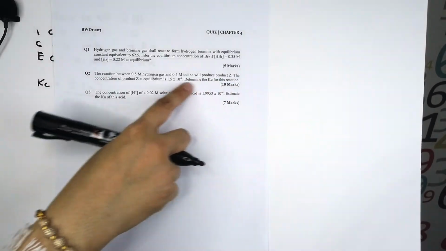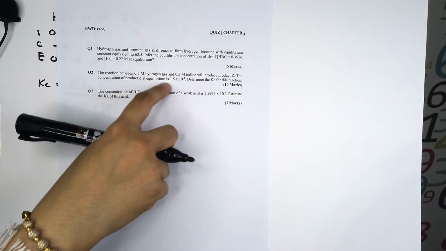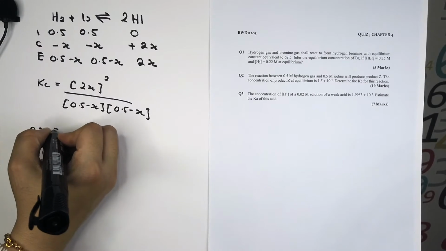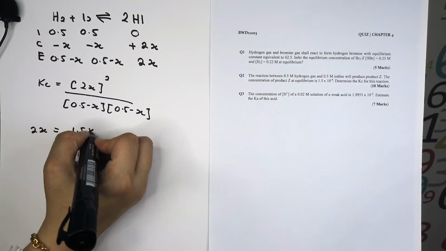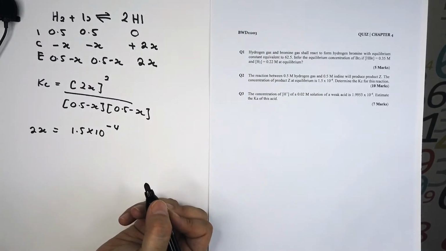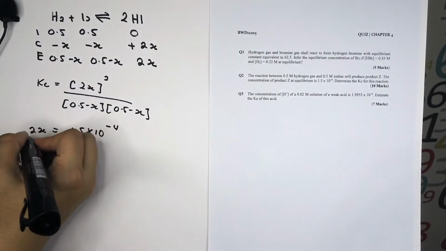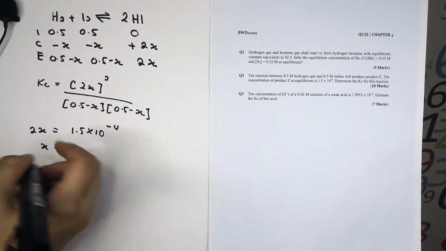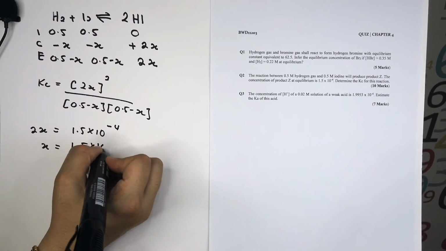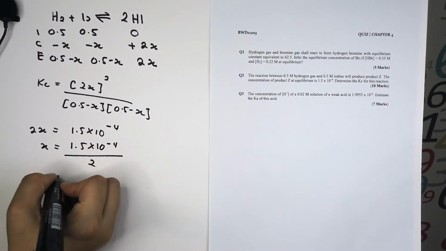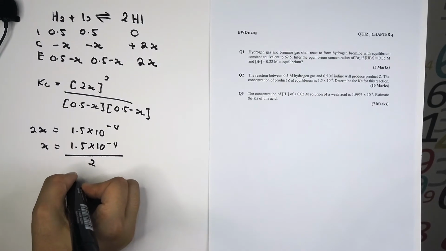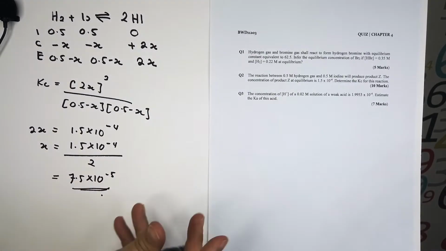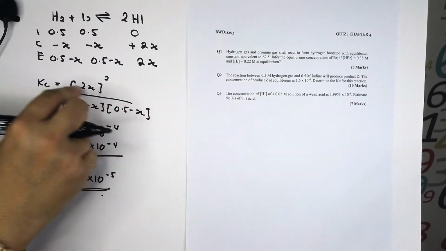See, it says here that the concentration of the product Z at equilibrium is this much. So the concentration of product Z, which is 2x, is equivalent to 1.5 times 10 to the power of negative 4, right? Since 2x is equivalent to 1.5 times 10 to the power of negative 4, therefore you can find x is equivalent to 1.5 times 10 to the power of negative 4 divided by 2. So you get your value of x is equivalent to 7.5 times 10 to the power of negative 5. Right. So from here, you already know the value of x.